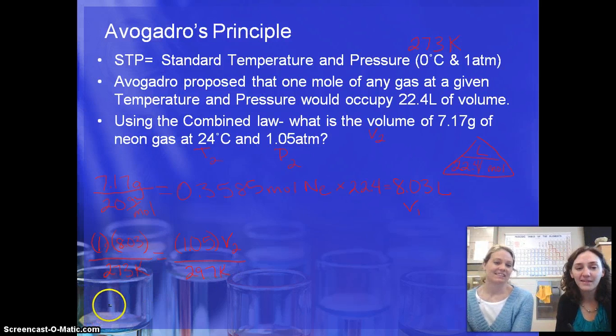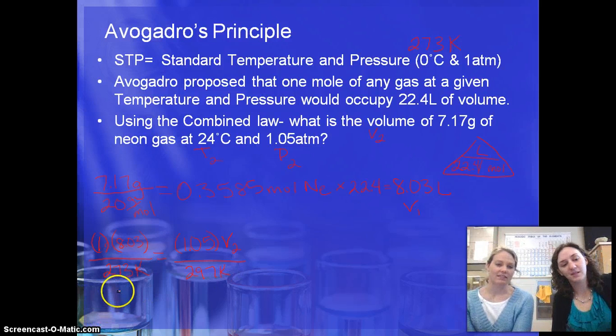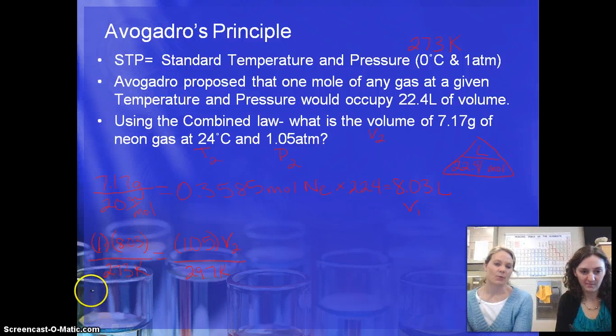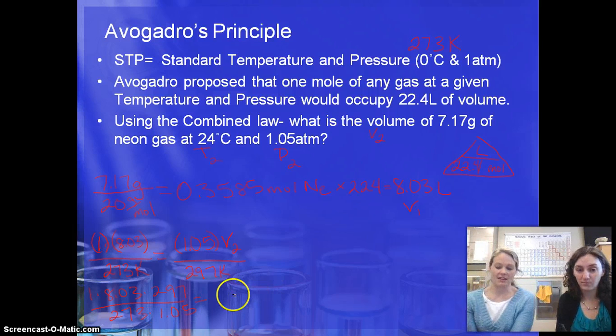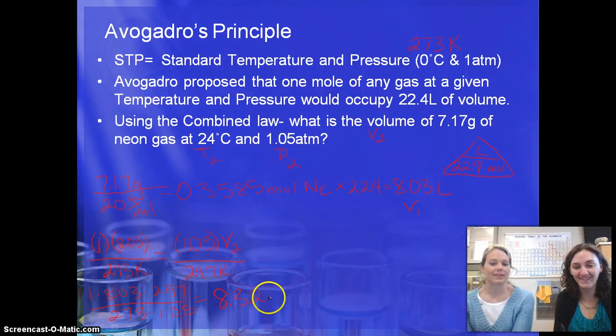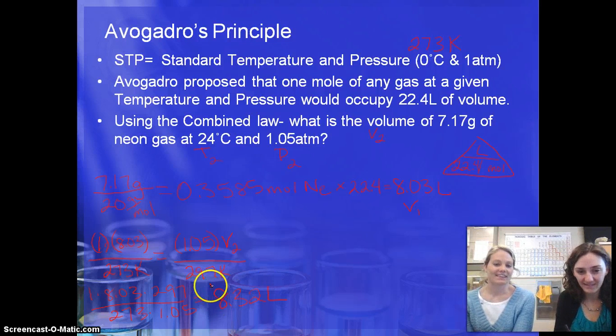Okay. So now what do we do? We'll cross multiply and divide. So 1 times 8.03 times 297 divided by 273 times 1.05. And we get a volume of 8.32. Not much different. And it would be liters.